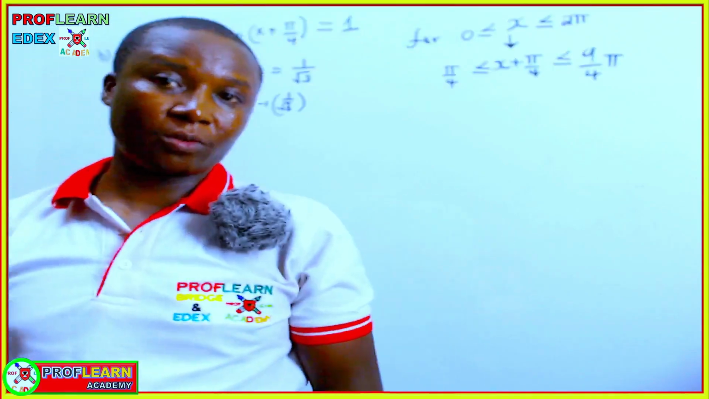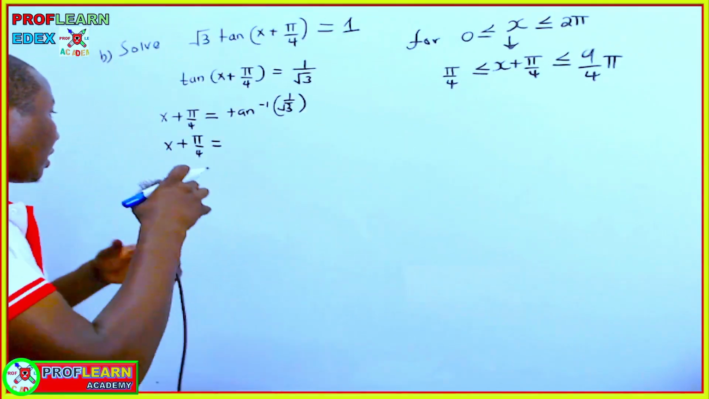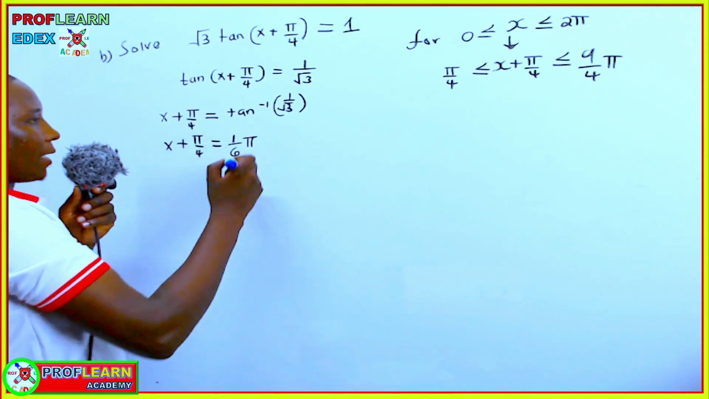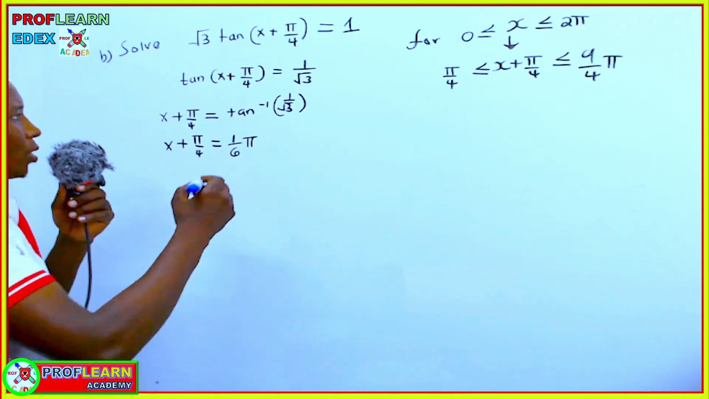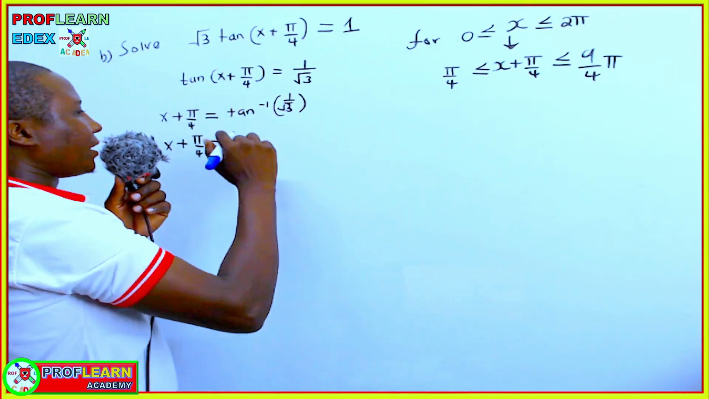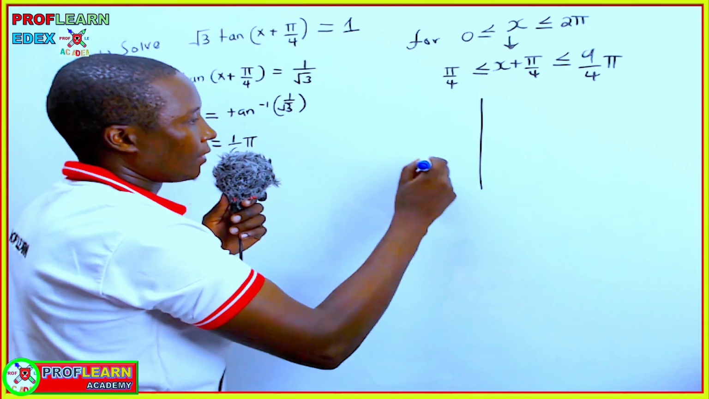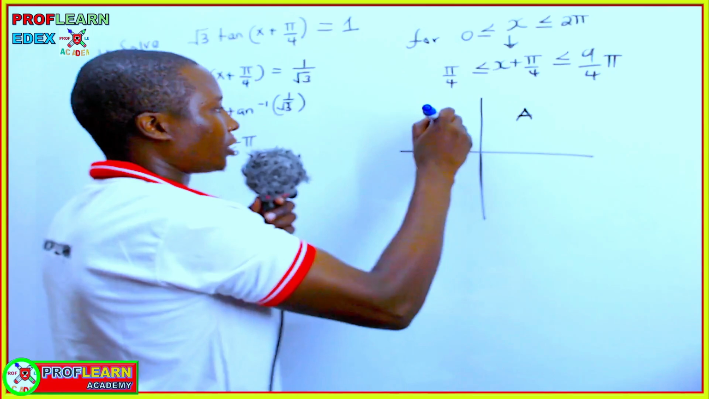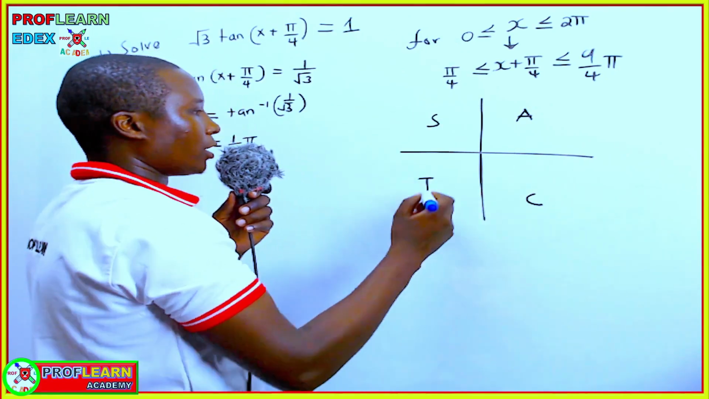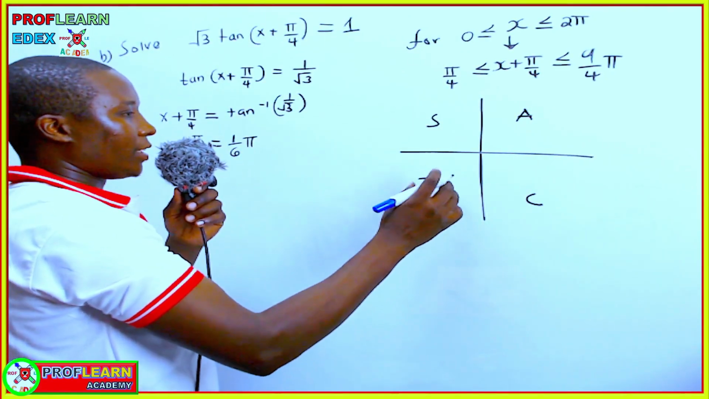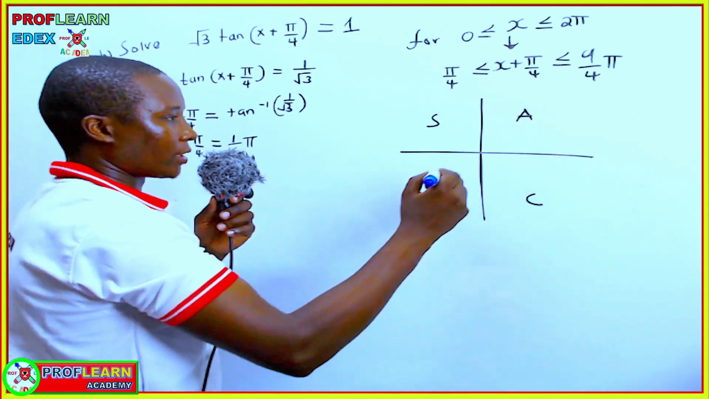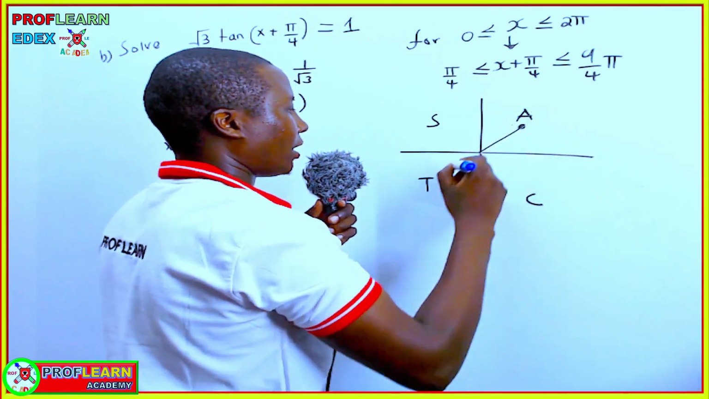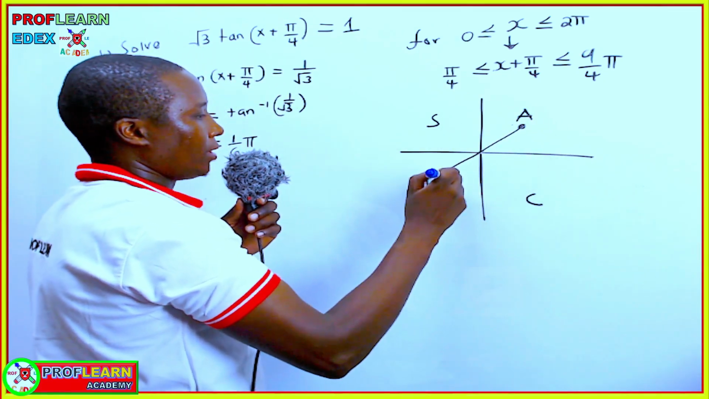So I can write here, this is 1 over 6 pi. Now, we want to find where tan is positive. In which quadrants is tan positive? We know that "All Students Trust Cambridge," so tan is positive in the third quadrant and in the first quadrant. So if our angle is at this given point, then the other angle will be down here.